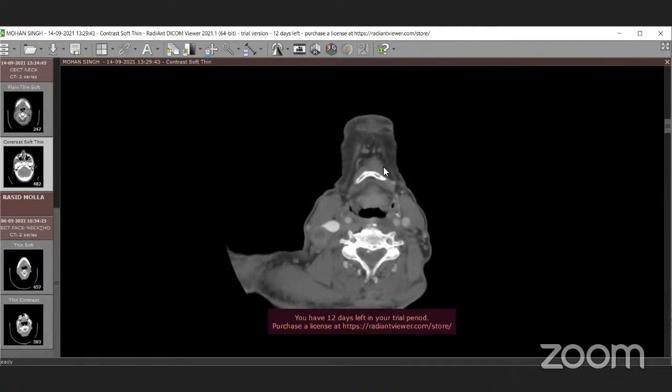This is your platysma here. So this is also the platysma, right? Yes, sir, exactly. So this is the platysma, and these are the lymph nodes on the level 1A station.